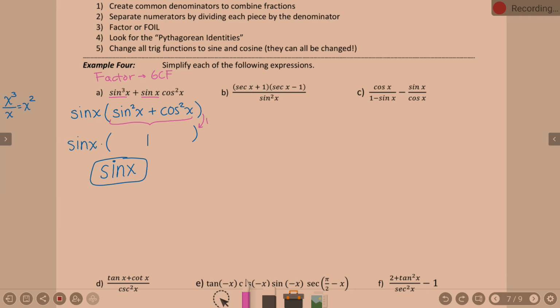We used a Pythagorean identity. Okay, so feel free to write yourself some notes like, what did we do there? And that was a Pythagorean identity.